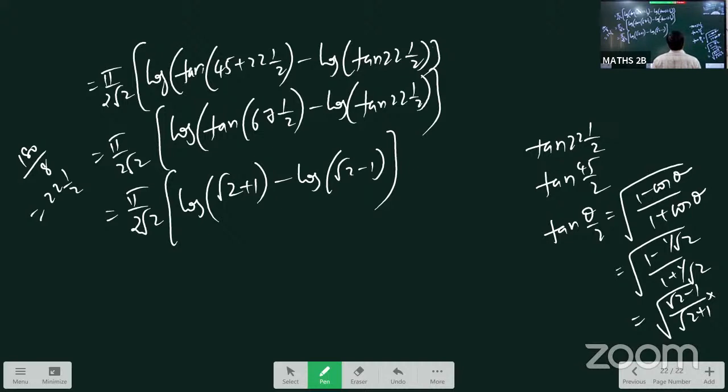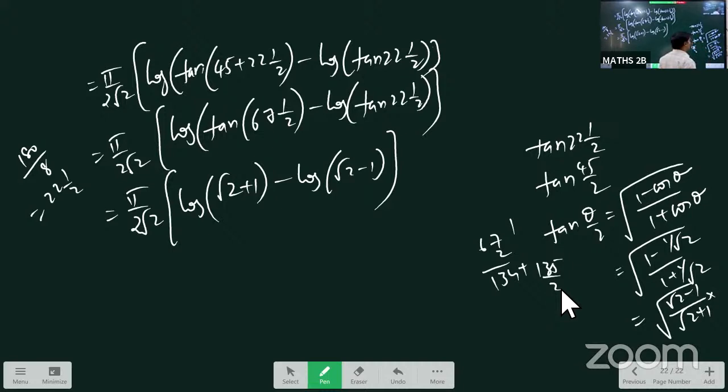Same way tan 67.5. 67.5 into 2. 2 7s are 14, 2 6 are 12, right? 124. 67 into 2, 2 7s are 14, 1. 134 plus 1. It is 135 by 2. Is it clear? Tan 135, when you go, cos 135 is cos 90 plus 45. That is minus sin 45, minus 1 by root 2. This is how you are going to get these values.